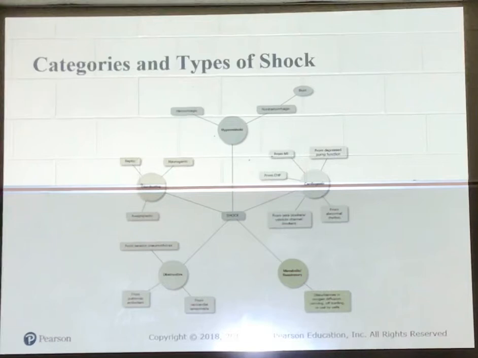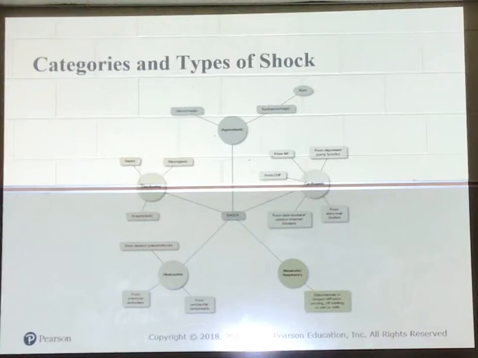All right, who knows the 4 major categories of shock? It's way too tiny to read. You ought to see it on my computer screen.